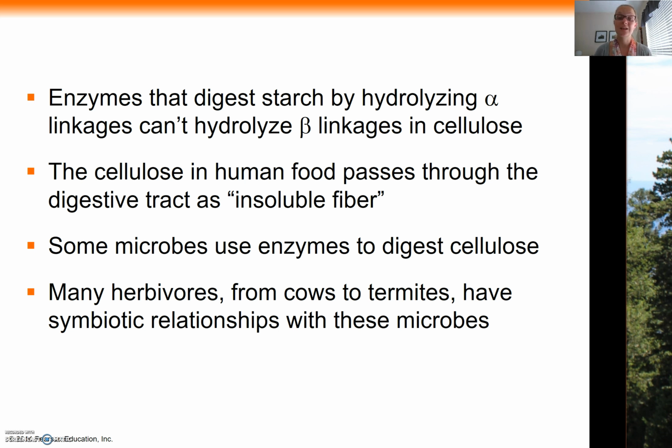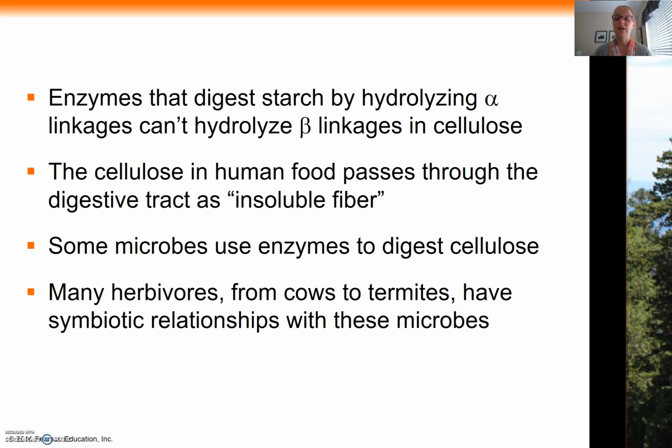Now, just because we as animals can't digest the cellulose doesn't mean that nobody else can. In fact, there are certain microbes like bacteria that do have the enzymes to digest the cellulose. And there are some higher level organisms like cows and termites that consume a lot of plant-based material. They actually have a symbiotic relationship with some of these microbes that have the ability to digest the cellulose. And they house those microbes within their gut.